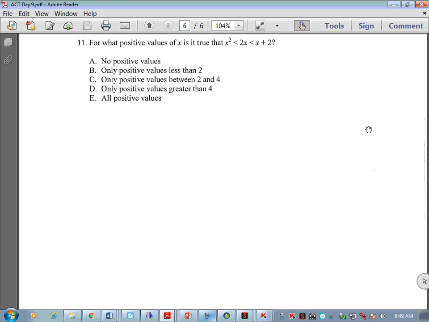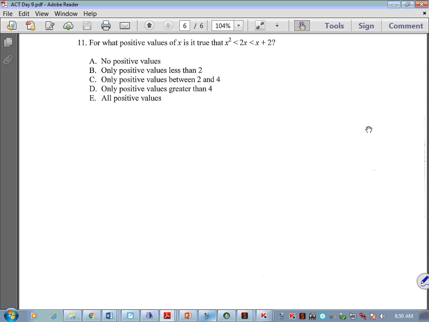right, 1 doesn't, yeah, and that's a good place to start. Because we've got no positive values, only positive values less than 2, only positive values between 2 and 4, only positive values greater than 4, all positive values. The best way to eliminate all positive values is to find a positive value that doesn't work. Once I find a positive value that doesn't work, that eliminates E. Once I find a positive value that does work, that eliminates A, and then I just have to narrow it down. So your question was about 1, right?